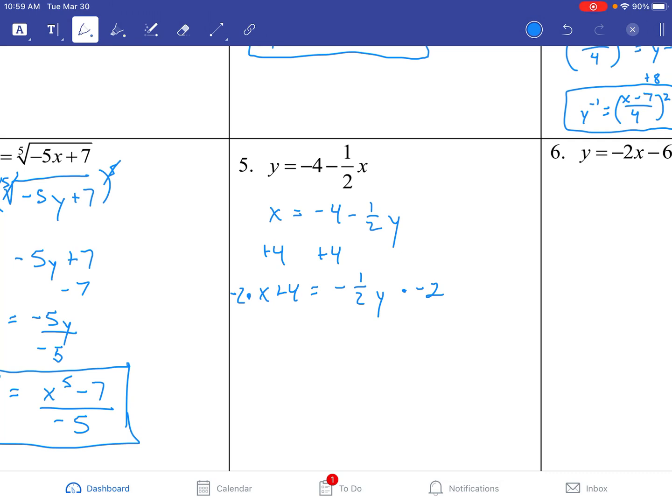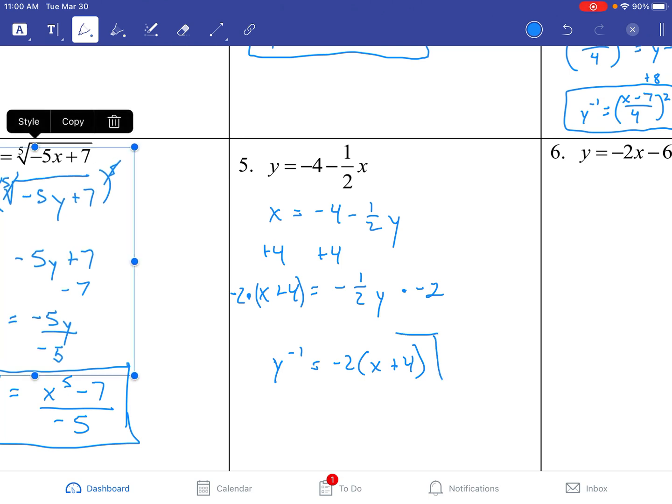Now, when you're doing this on the left side, you're multiplying x plus 4 times negative 2, so the whole thing. So you can just leave it as the inverse, y, is equal to negative 2 times x plus 4. If you multiplied it out, that wouldn't be wrong. It's just not necessary to do. All right. And that's it.